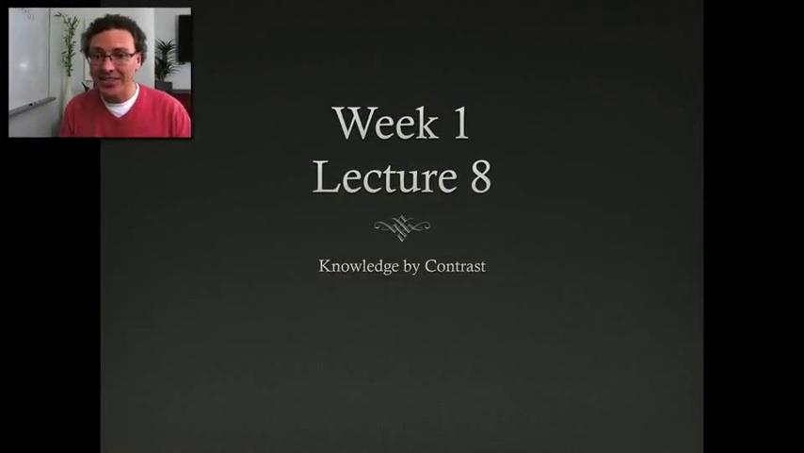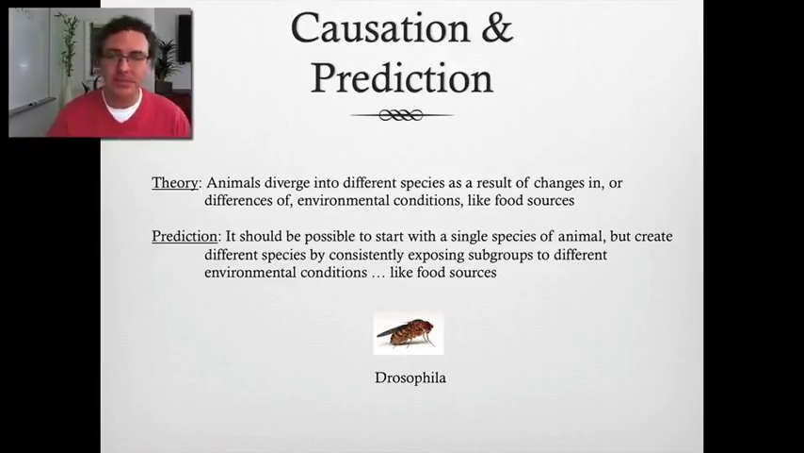All right, last lecture for week one, knowledge by contrast. I want to just walk you through an example so you get a really good sense of what an experiment is, the process, and what makes it special. So let's say we have this theory, and this is a theory that's been around for a while. It's called evolution theory, and it's surprising to some, but it is a contentious theory. And so I want to tell you one experiment related to evolution theory and use it as an example.